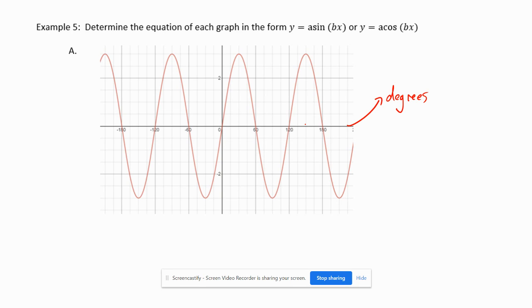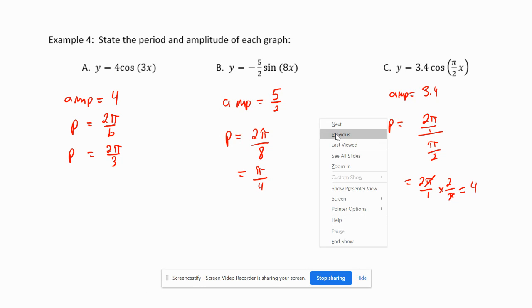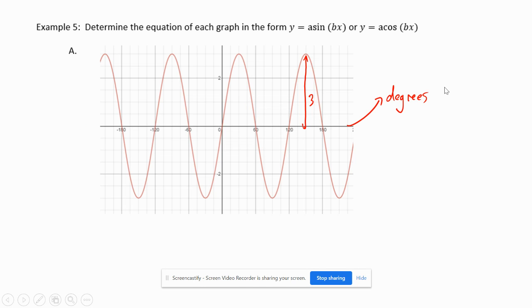Looking at this picture, from here to here, this distance is 3. Therefore, our amplitude, our a value, is going to be 3. Now our period from here to here is 120 degrees. What we saw before was period equals 2 pi over b, but I could use 360 over b if I'm using degrees instead of radians. If I multiply both sides by b and then divide both sides by p, we get our b value is 360 over p. So these are really the same formula.